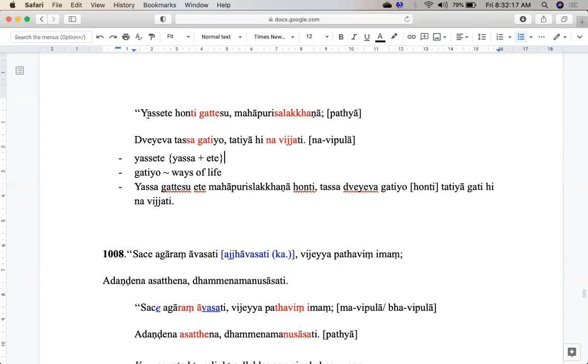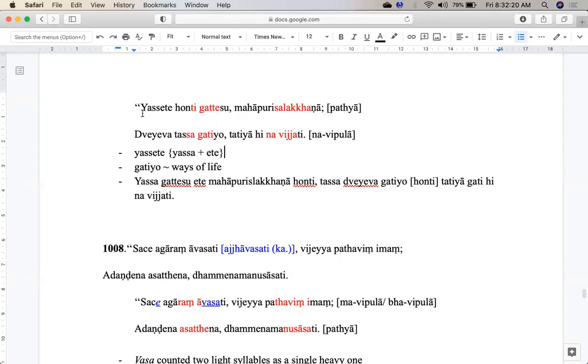And also in the first line here, yes, it should be divided: Yasa ete. Yasa ete. So ete is modified to the Mahapurisa Lekhana. Ete Mahapurisa Lekhana.